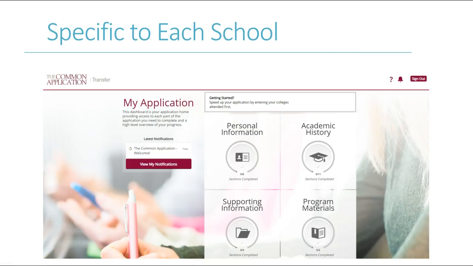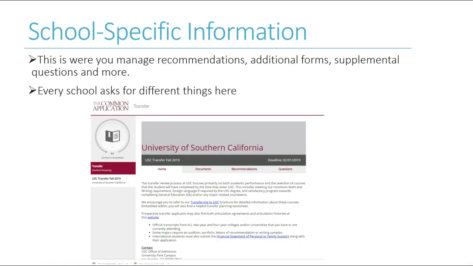And now we're going to get into a part of the Common Application that's not quite common to all the schools. It's program materials. And this is where each school has a bit of variety per their requirements. And we'll take a look at this. It's school specific. It's where you're going to manage recommendations, any additional forms that weren't listed in that other box I just reviewed, and then supplemental questions.